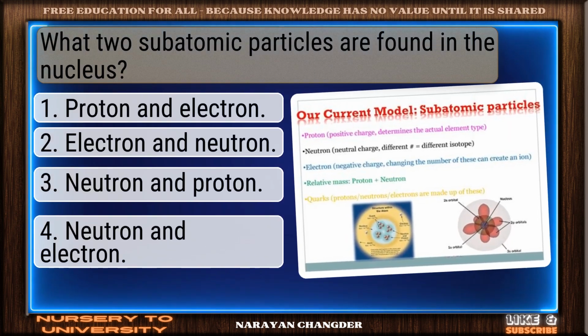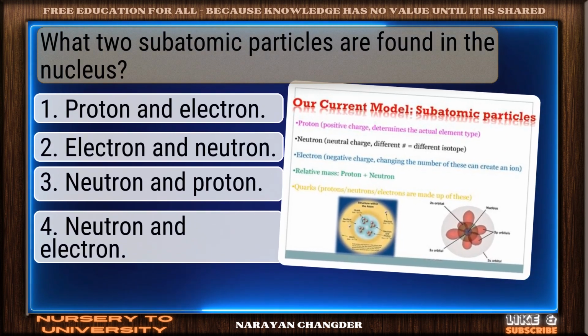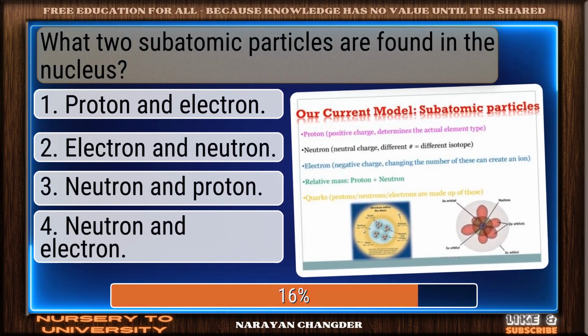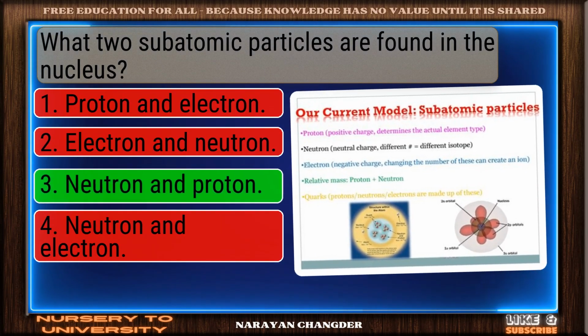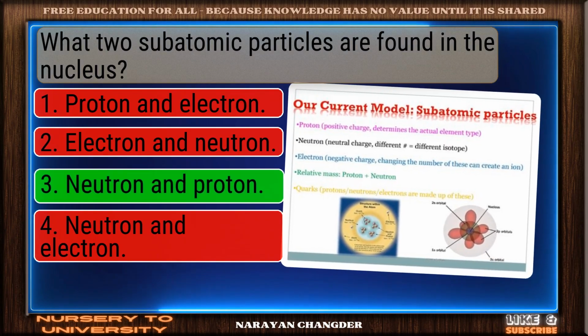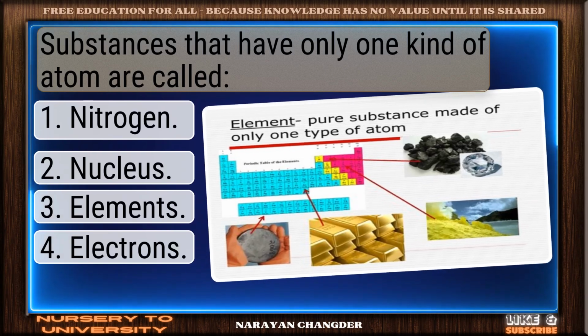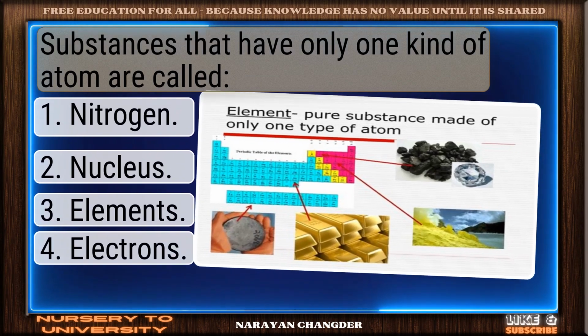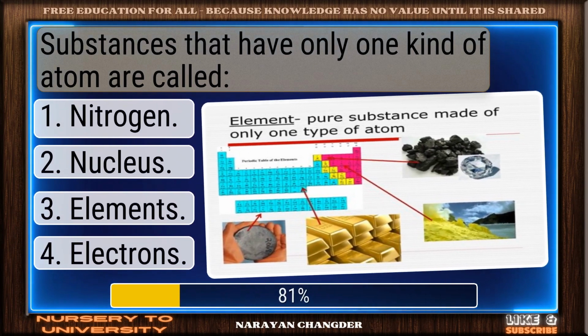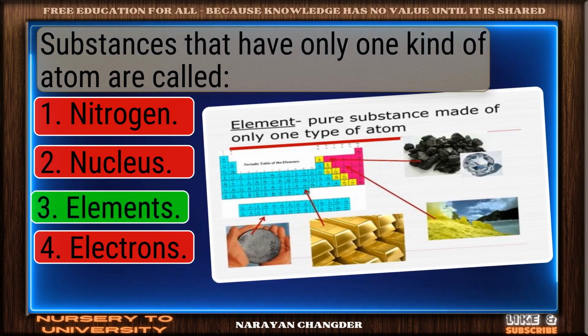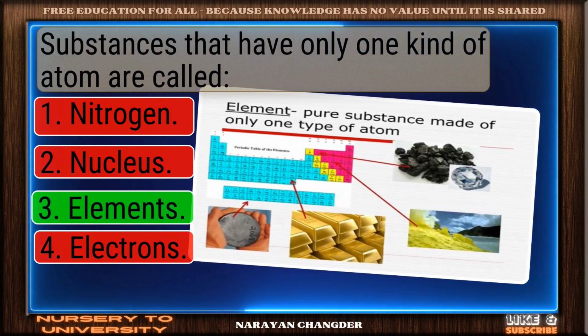Question number 122. What two subatomic particles are found in the nucleus? Nice selection. Neutron and proton is the correct and valid answer. Question number 123. Substances that have only one kind of atom are called. Well done. Elements is the right choice.